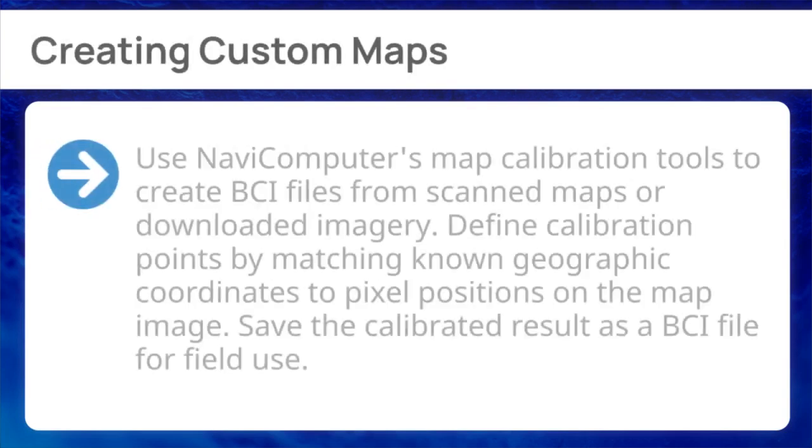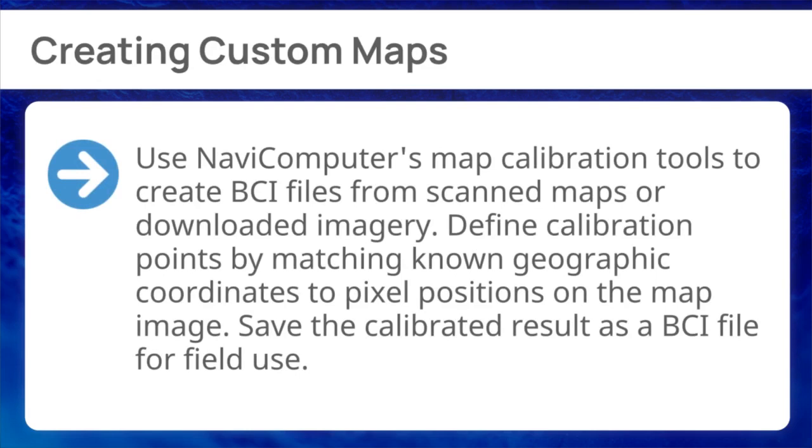Next, creating custom maps. Use NaviComputer's map calibration tools to create BCI files from scanned maps or downloaded imagery. Define calibration points by matching known geographic coordinates to pixel positions on the map image. Save the calibrated result as a BCI file for field use.